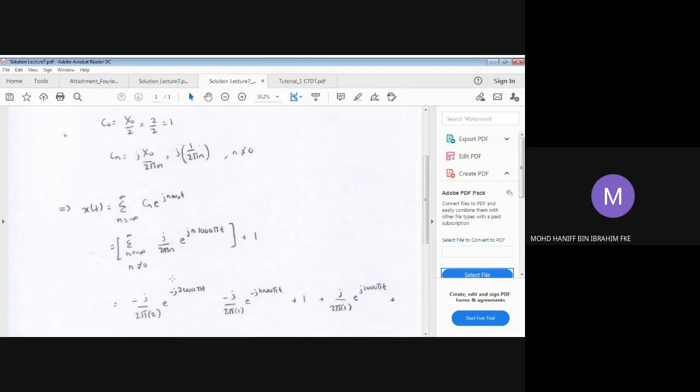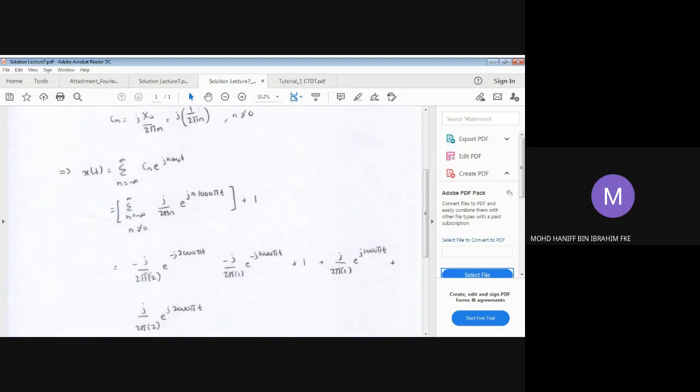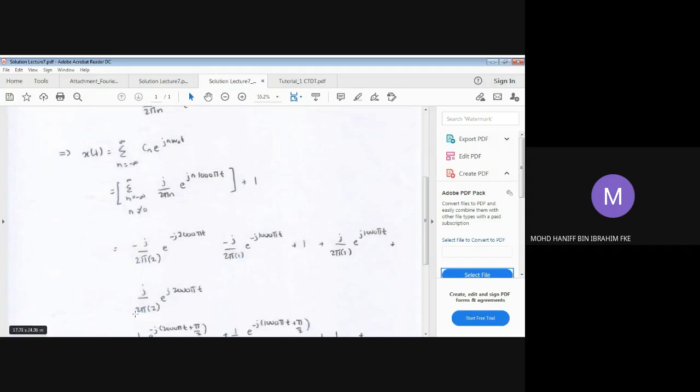So we're going to have this form here. We have negative j over 2 pi of 2, this is for n equals negative 2. The second term here is for n equals negative 1. This is for n equals 0, which is 1. This is for n equals positive 1. And down here is for n equals 2. So we have expanded x(t) up to the second harmonic, starting from negative 2 up to positive 2. Hopefully you understand, yeah?